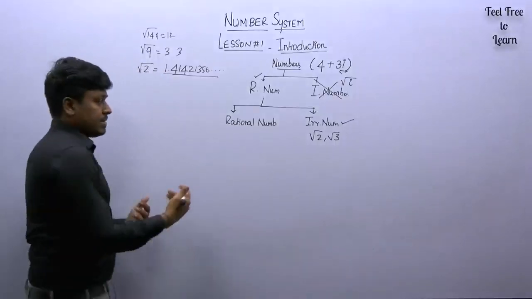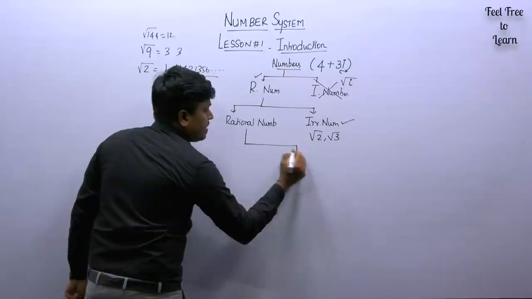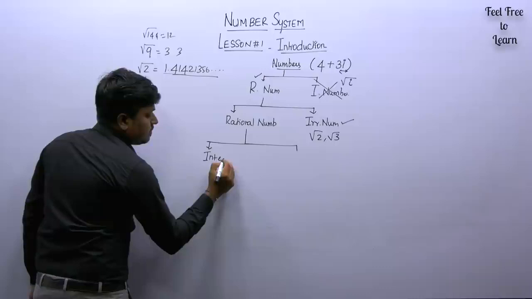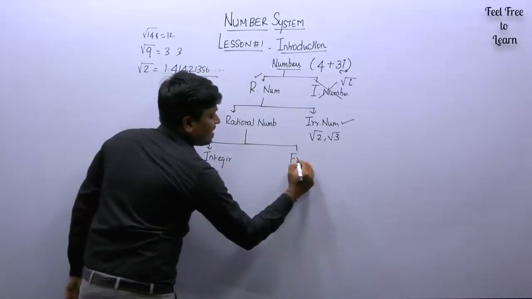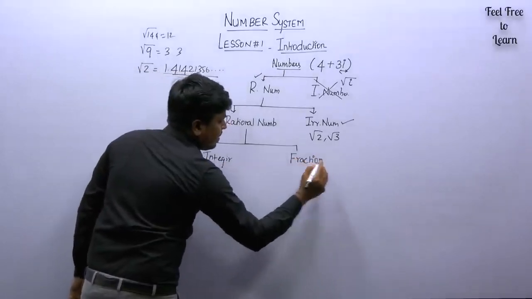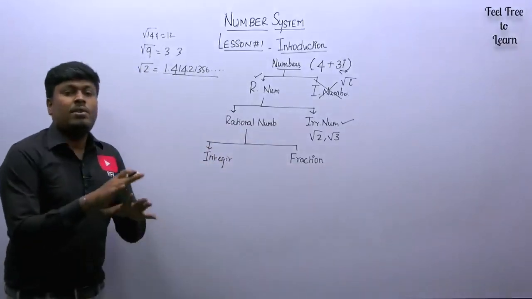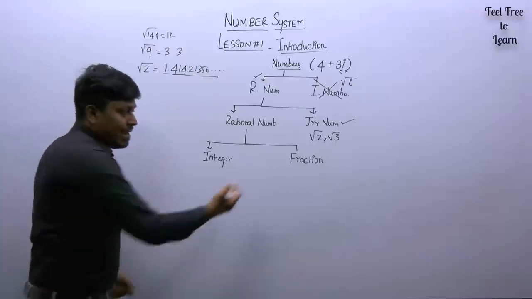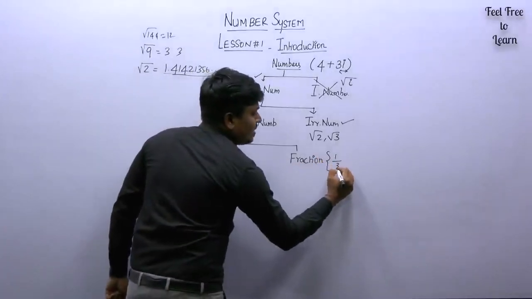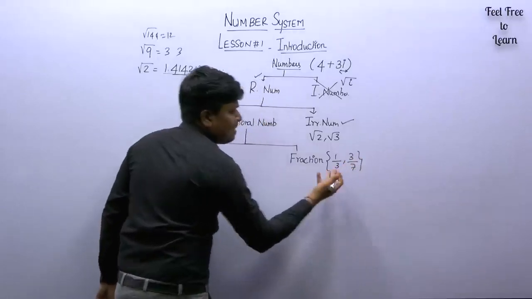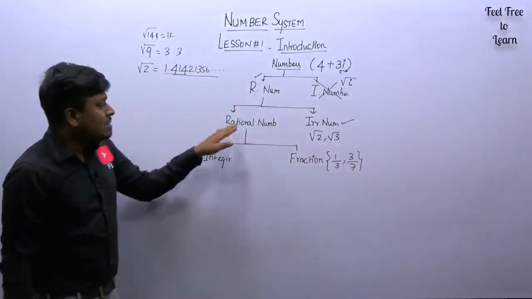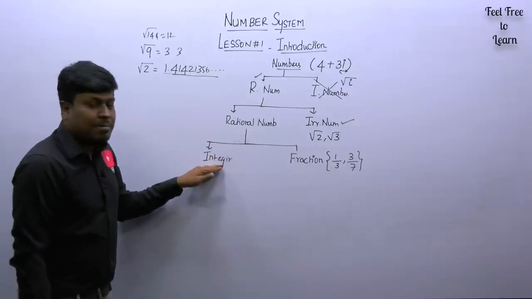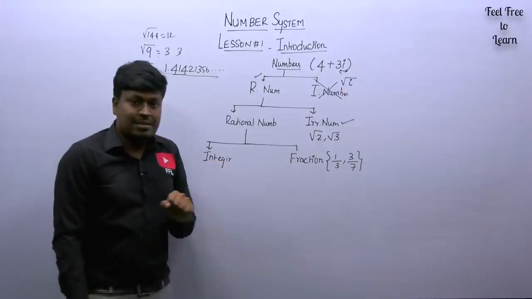Got it? Next, these rational numbers are separated into two parts. See, one is the integer and the second is the fraction. It is easy. What is called an integer? An integer is a normal number, for example 1, 2, 3, 4. This is called an integer. Fraction, it is easy, right? So 1 by 3, 3 by 7. Just fraction numbers. So these rational numbers are separated into two categories: one is the normal integer and the second is fraction numbers.